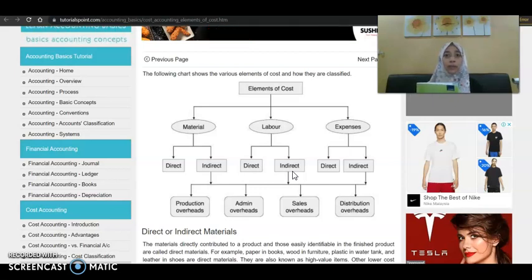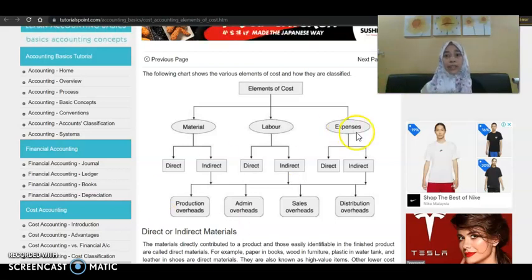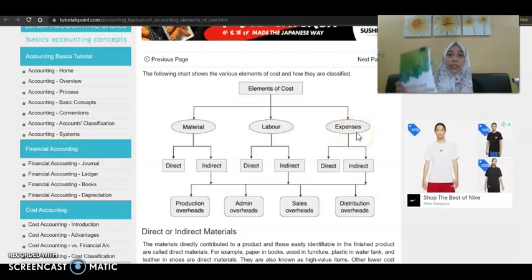So those that work directly in the production of the book will be your direct labor, whereas other than that, the wages that you pay to other than the direct workers will be your indirect labor. What about the expenses? So expenses is basically to come out with the book.